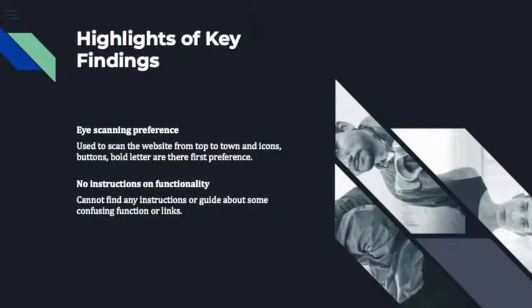Cool, let's move on to the last part of our presentation. It's the highlight of key findings. I think there are two. The first is about the habit of the users' eye tracking, and the second one is the instruction. For the eye tracking, we found that the buttons, icons, and large or bold titles are always their first scan preference on the website page. So we would prefer to put all those useful links as buttons or icons.